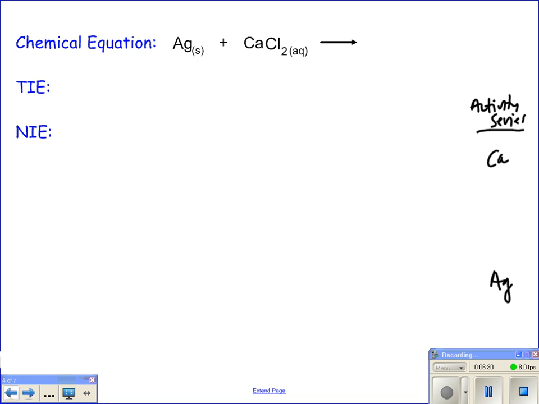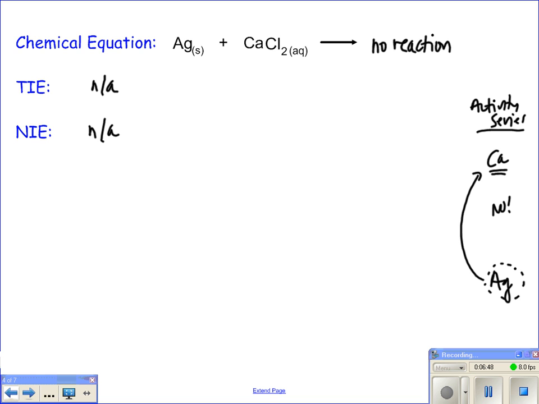So the question becomes, can silver bump out something that's higher than it? And the answer is no, the reaction cannot occur. And so in this scenario, we would simply write, as we've practiced before, no reaction. And because there's no reaction going on, we cannot write a total ionic and we cannot write a net ionic equation. And so actually that's a really great simple scenario, but I wanted to expose it to you.